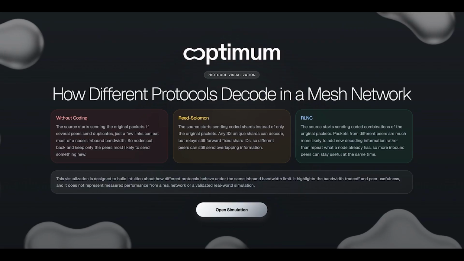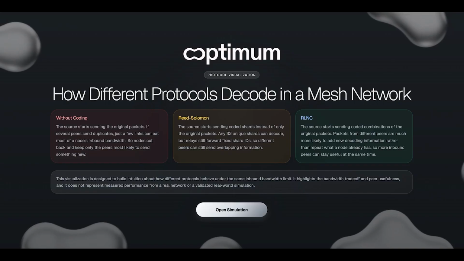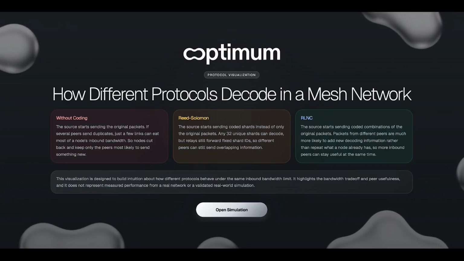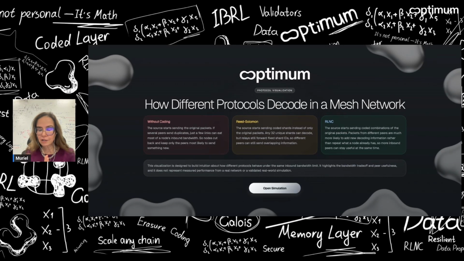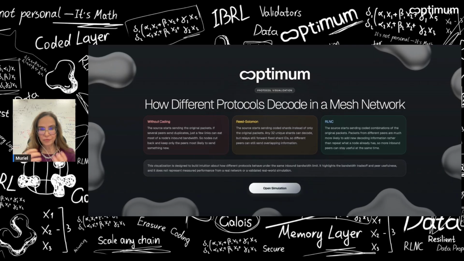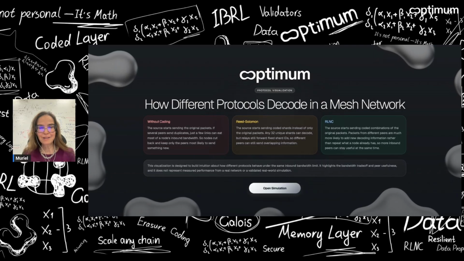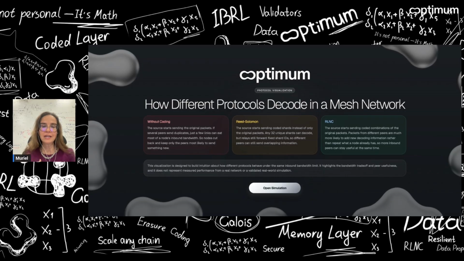It's Optimum's protocol visualization. It's an interactive explainer, a visualization to see how these different propagation strategies behave in a mesh network that has bandwidth constraints. Just to be upfront, this isn't a benchmark, this isn't a live system. It's really an intuition building tool so that we can understand very directly how these different systems work. The purpose behind building it is so that anyone, our community members, engineers, partners, can see right away why the coding strategy you choose really matters in a crucial fashion.